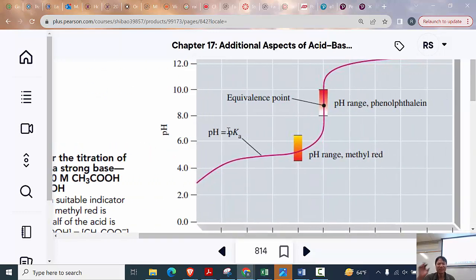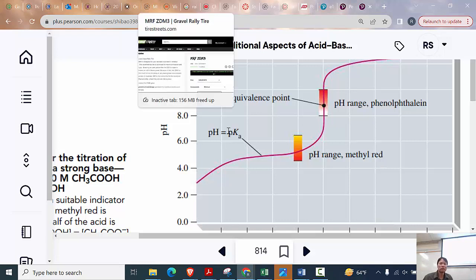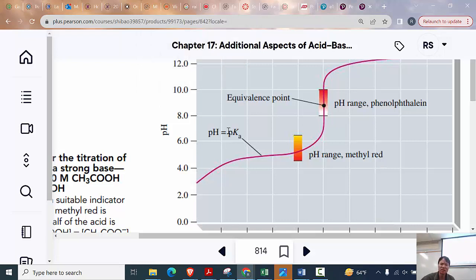Whereas bromethymol blue might work. It changes at 7. It's still kind of in the vertical part here. But if you caught it down here, you're looking at a much bigger error if you caught it early, if we use bromethymol blue here. And so bromethymol blue probably wouldn't work because this vertical range is too short. But phenolphthalein works quite nicely. So phenolphthalein's the indicator of choice for titrations. It's easy to see.